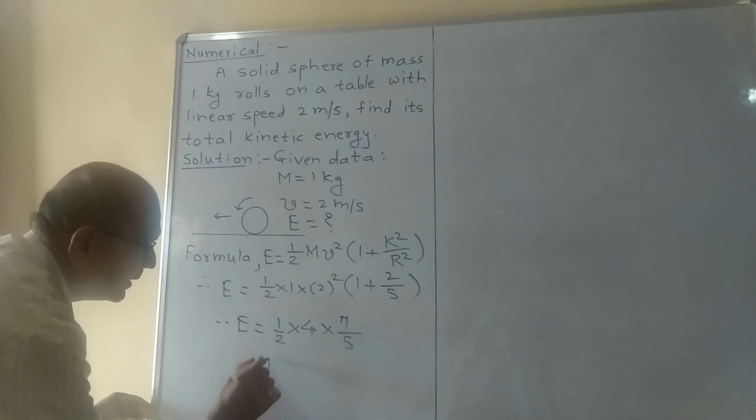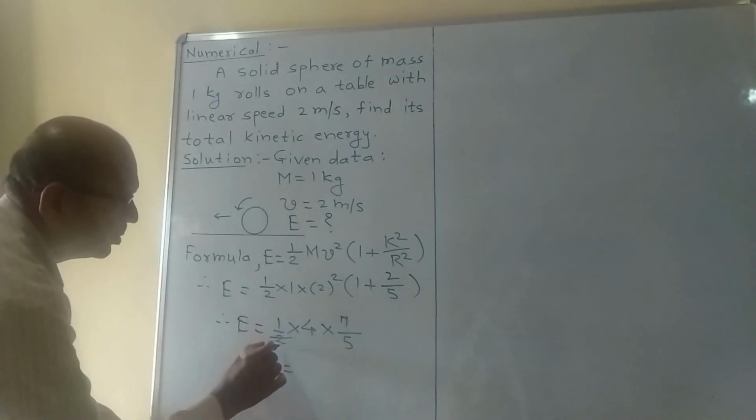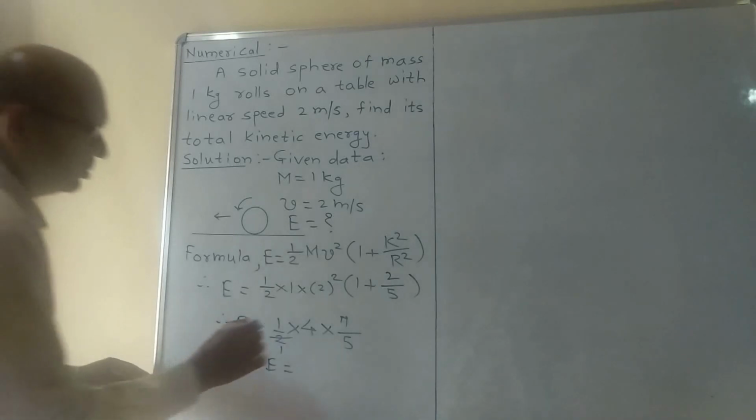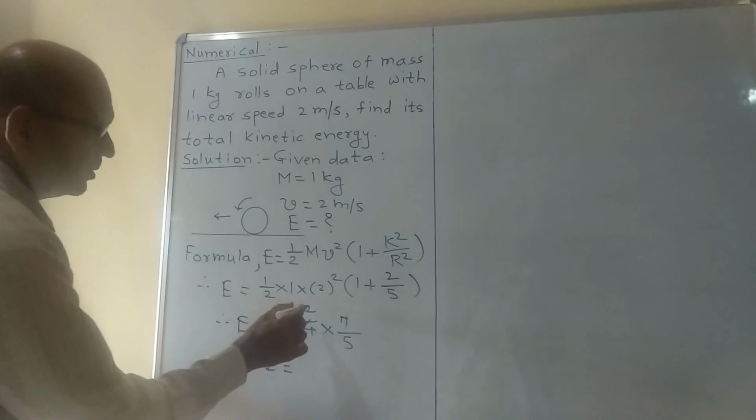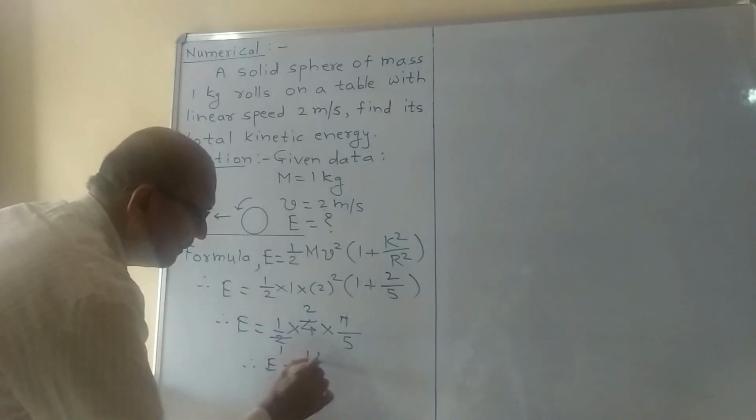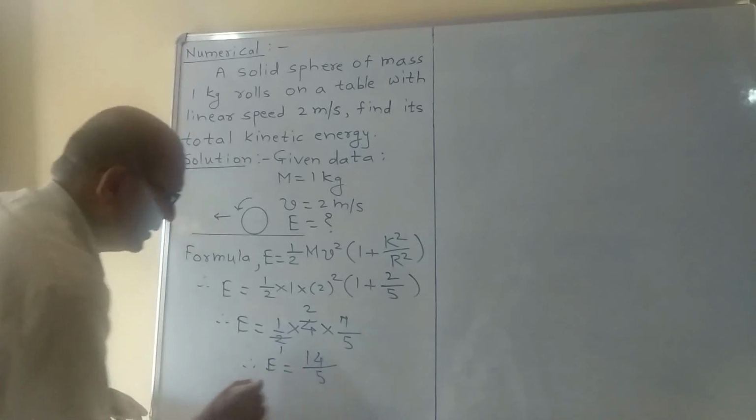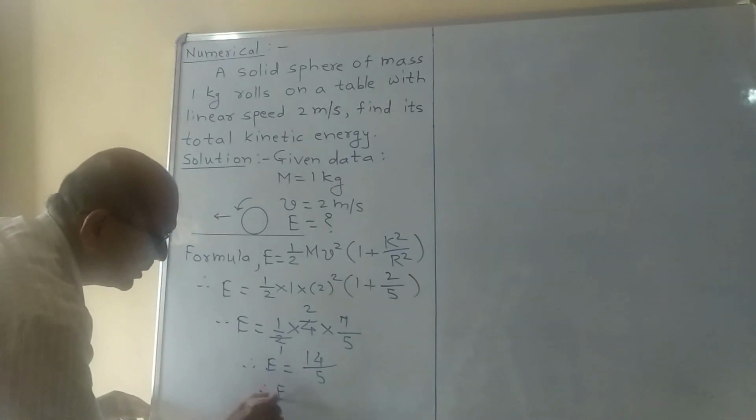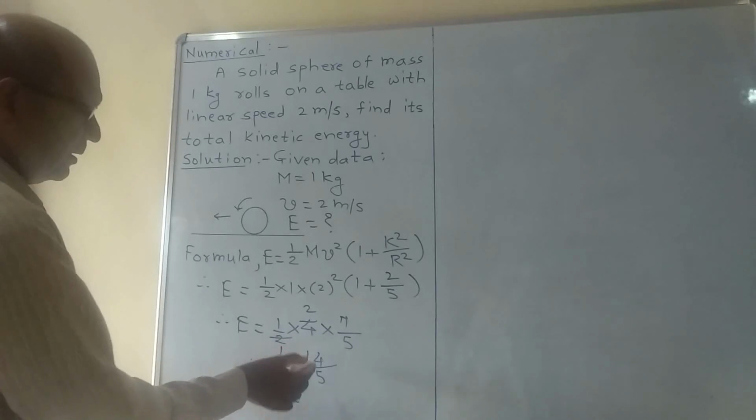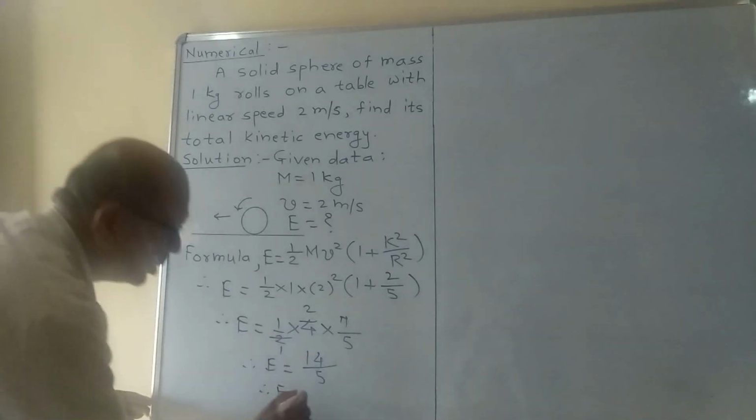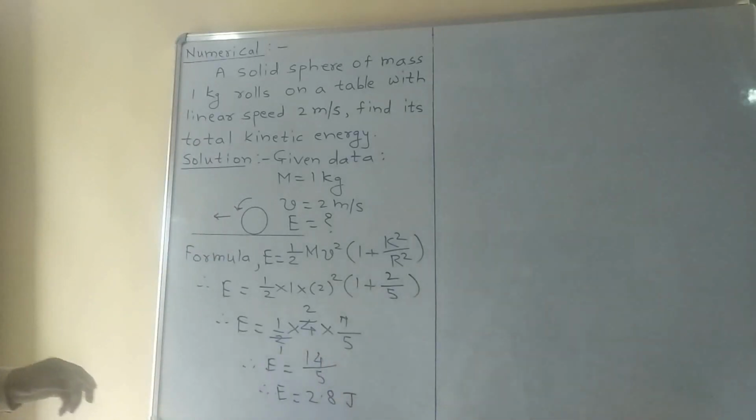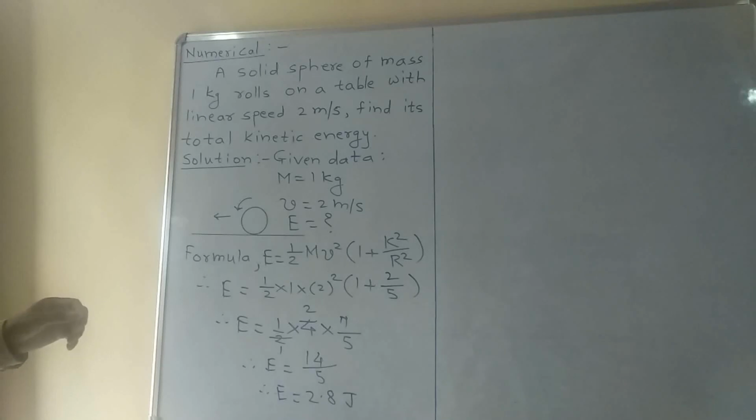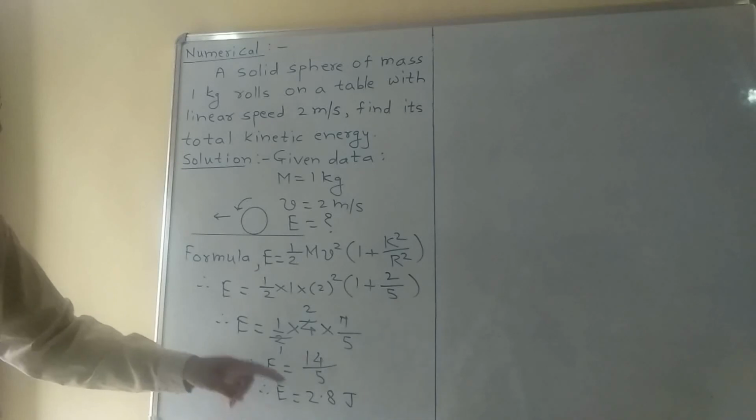Therefore, E equals, now here 2 ones are 2, 2 twos are 4, and further 7 twos are 14 by 5. Therefore, E equals, now 14 by 5 comes out to be 2.8 joule. Thus, the total kinetic energy of the rolling solid sphere is seen to be 2.8 joule.